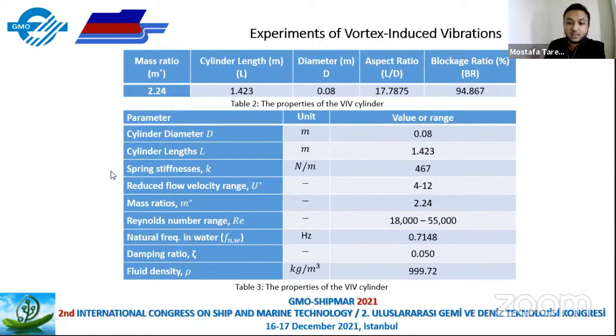The tests have been conducted for a range of velocities from 0.23 meters per second to 0.65 meters per second. Those velocities you can see here are the reduced velocities. And also, as I told you before, the Reynolds number varies from 18,000 to 55,000, and this is the range for the TrSL2 and TrSL3 regions. The natural frequency in still water, the damping ratio and the fluid densities are mentioned here.